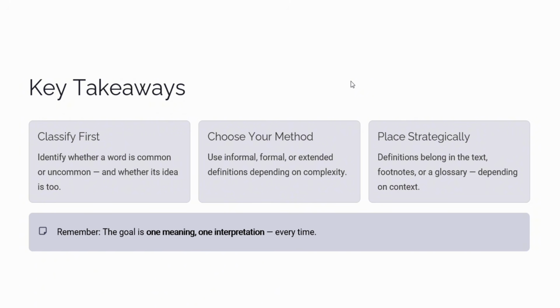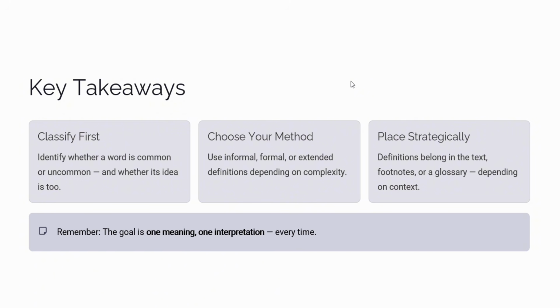Number one, clarity is the most important thing. So you should be able to identify whether a word is common or uncommon. If I mention the word ground, is ground common or uncommon? Ground is common. If I mention the word detoxification, is it common or uncommon? It is uncommon. You understand? So you should be able to define them.